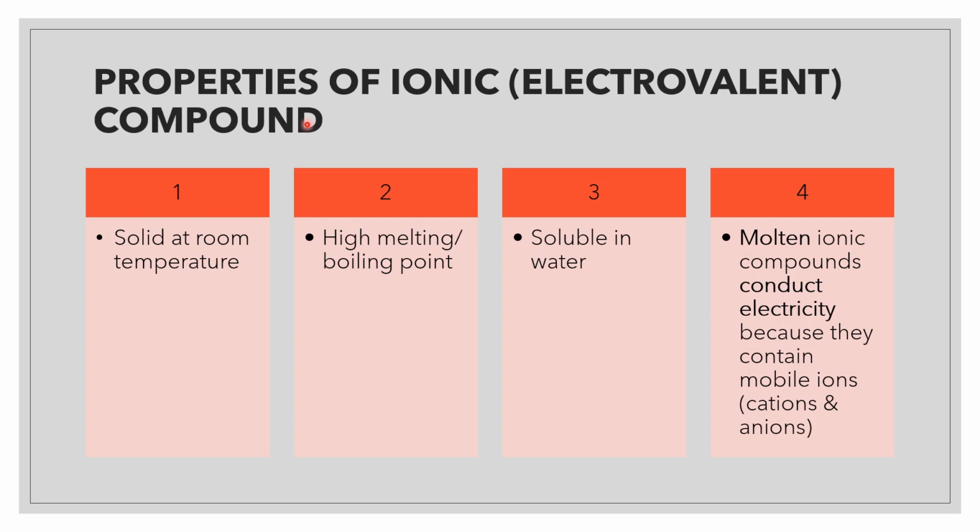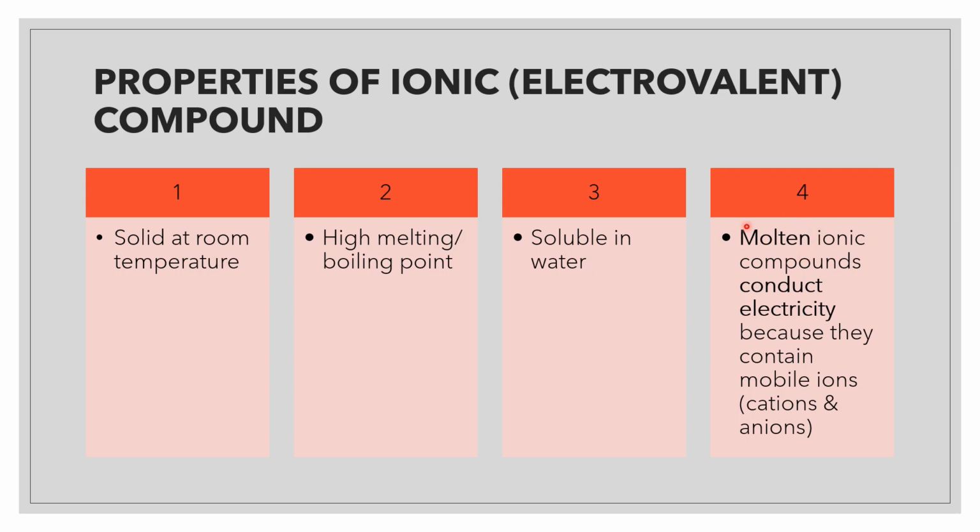These are the properties of ionic or electrovalent compound. So ionic compound are solid at room temperature. They have high melting and boiling point. They can soluble in water, boleh larut dalam air. And in molten form, they can conduct electricity because they contain mobile ions, okay, that are cations and anions.